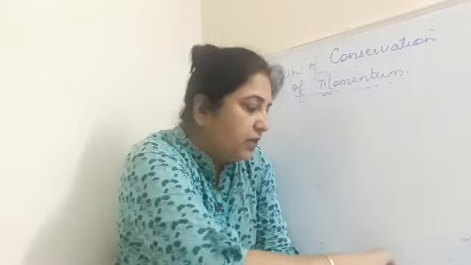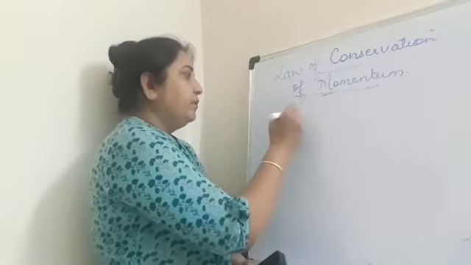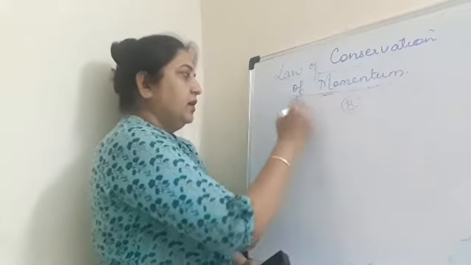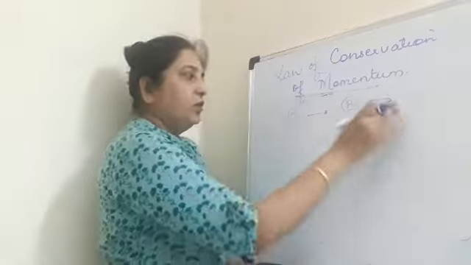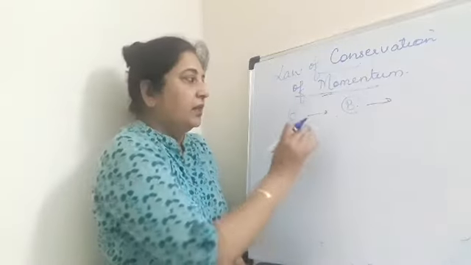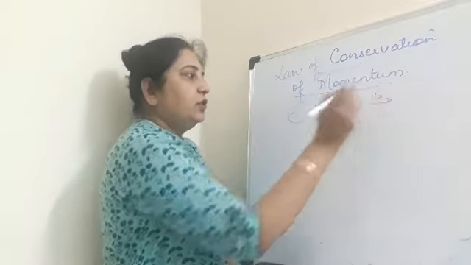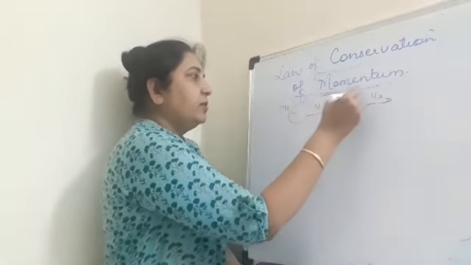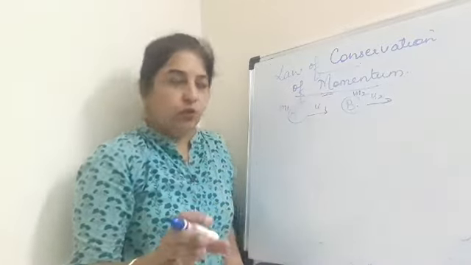Okay, so suppose I take this object, right? I take object A and B. Now these two objects are colliding. Firstly, they are moving with their own speeds. Their speeds are different. Let us take this speed as u1 and this as u2. This is having mass m1 and this has a mass of m2. I am talking about any two objects.